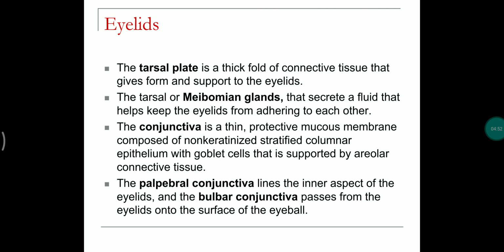The tarsal plate is a thick plate of connective tissue that supports the eyelids. The tarsal or meibomian glands secrete a fluid which helps prevent the eyelids from sticking together. Conjunctiva is a thin layer of non-keratinized stratified columnar epithelium with goblet cells present on the eyelids and on the eye. The layer present on the eyelids is called the palpebral conjunctiva, and that on the eyeball is called the bulbar conjunctiva. Infection of it leads to a condition called conjunctivitis.